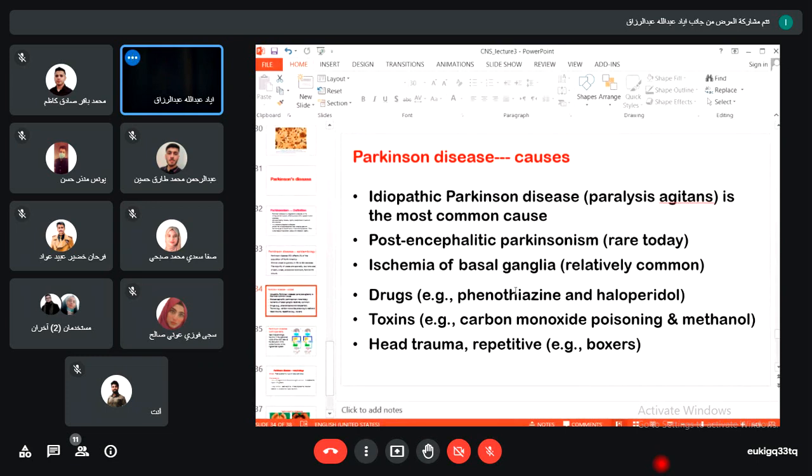There may be post-encephalitis Parkinsonism. Of course, post-encephalitis Parkinson's disease is rare. Why rare? Students, can anyone tell me why post-encephalitic Parkinsonism is rare?